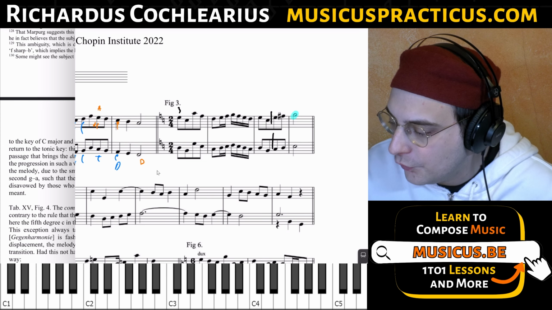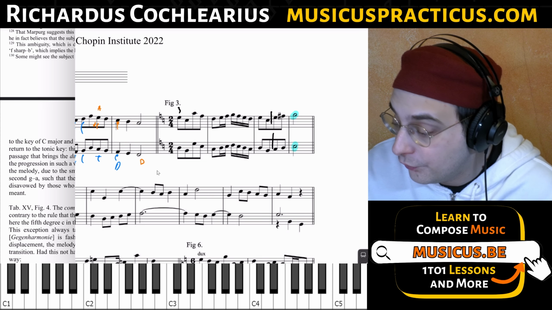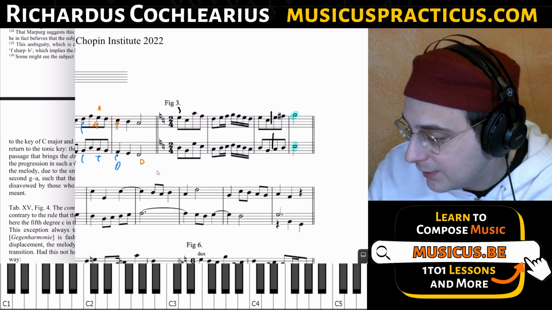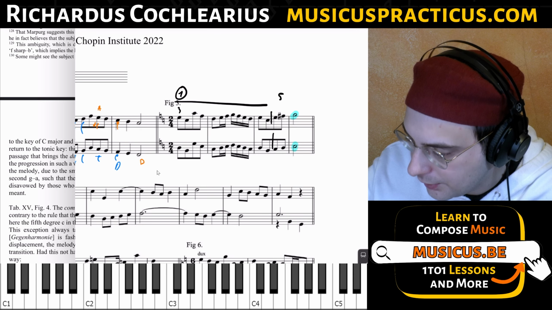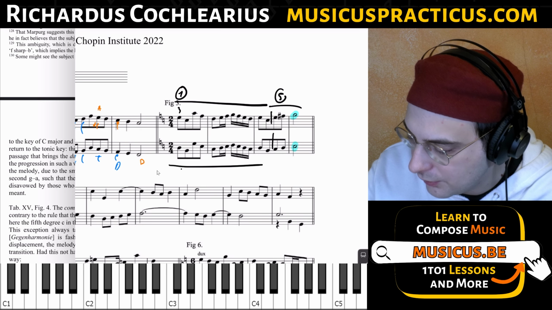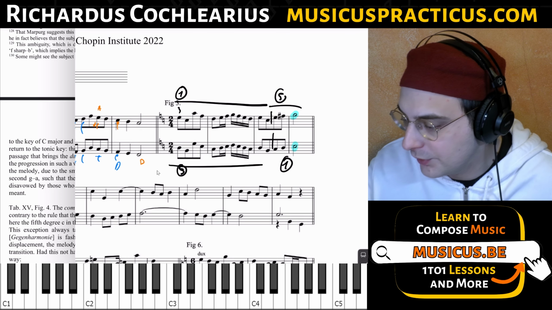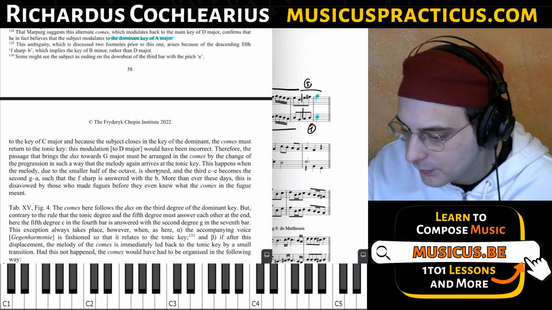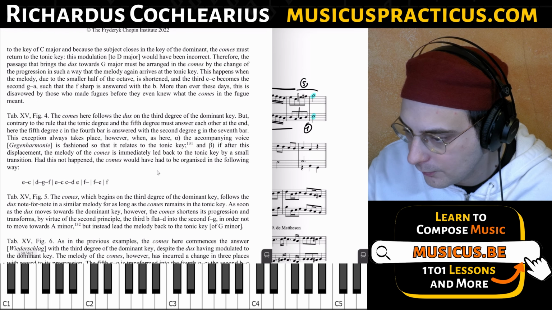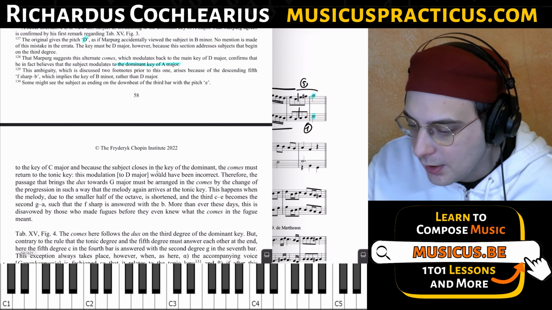And then 5th degree, 1st degree. So this section here is in the first degree and this section in the 5th degree. So now this section is on the 5th degree and this section is on the 1st degree. So the 3rd becomes the 2nd, very clearly. This is figure number 3.